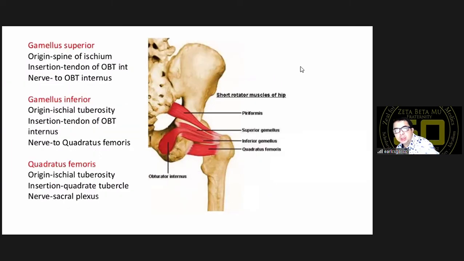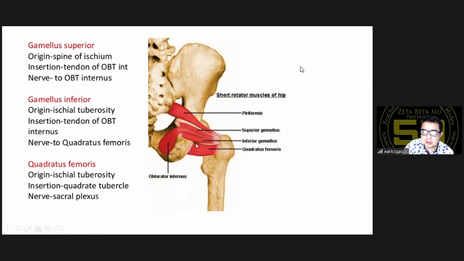Next, we go to the other muscles: the gemellus superior, the gemellus inferior, and the quadratus femoris. Gemellus superior originates from the spine of the ischium. Okay, it's inserted in the tendon of the obturator internus, as I mentioned earlier. It's innervated by the nerve to the obturator internus.